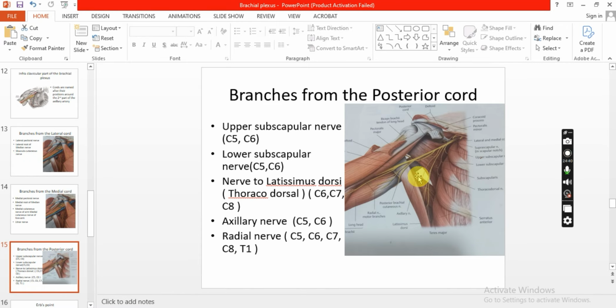Okay, then you are seeing two nerves here. Can you see a nerve running backward like this? Can you see a quadrangular space here, a small square or quadrangular shaped space? You can see one nerve entering into that. That nerve is the axillary nerve. And the continuation of the posterior cord, this big nerve, is the radial nerve. Okay.